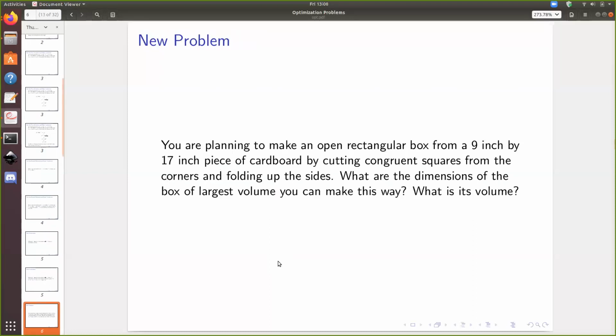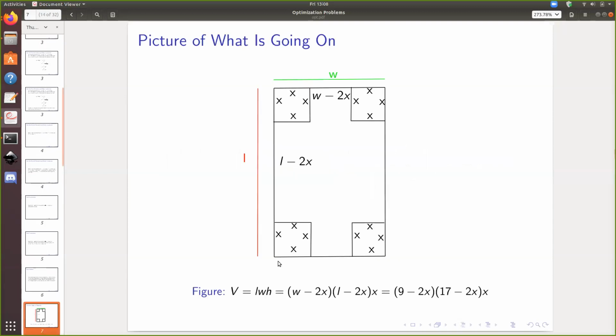All right, let's do another problem. So we're planning to make an open rectangular box from a 9-inch by 17-inch piece of cardboard by cutting congruent squares from the corners, and we're going to fold up the sides. So what are the dimensions of the box of largest volume you could make this way, and what is its volume? Let's figure it out.